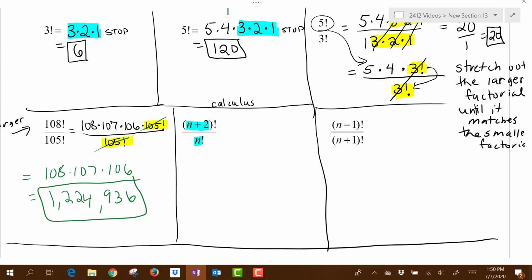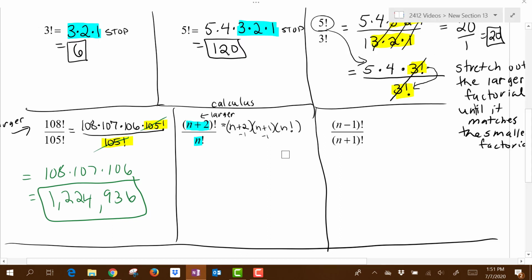We could say, well, it'd have to be n plus 2, because n plus 2 is going to be 2 more than n. So this is the larger. So we're going to stretch this out until it matches the smaller, which is the n. So I would start with n plus 2. So start with what's in front of the factorial, and we'll subtract 1 now from that. So if I subtract 1 from that, we would have n plus 1. So that's 1 less than the one before it. Okay, what's 1 less than that? Well, n plus 1 minus 1 just gives me n, and I'm going to leave that as n factorial.